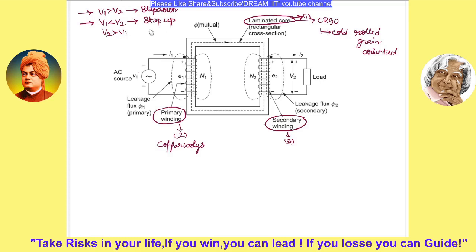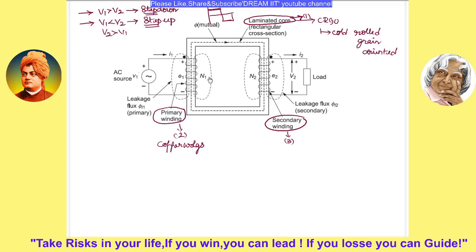Why do we call it a step? Because it is one type of signal. When the voltage level is suddenly stepped up, this is called a step signal. Suddenly you can step up, that's why we use the name step down or step up transformer. This is the meaning of step down and step up transformer.